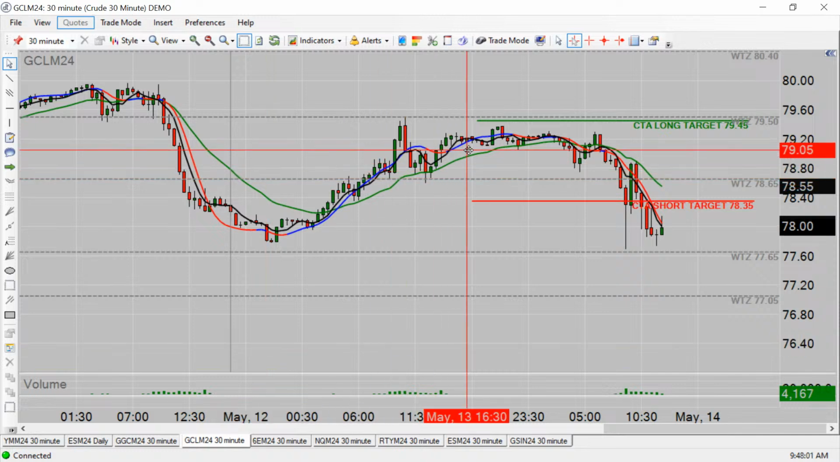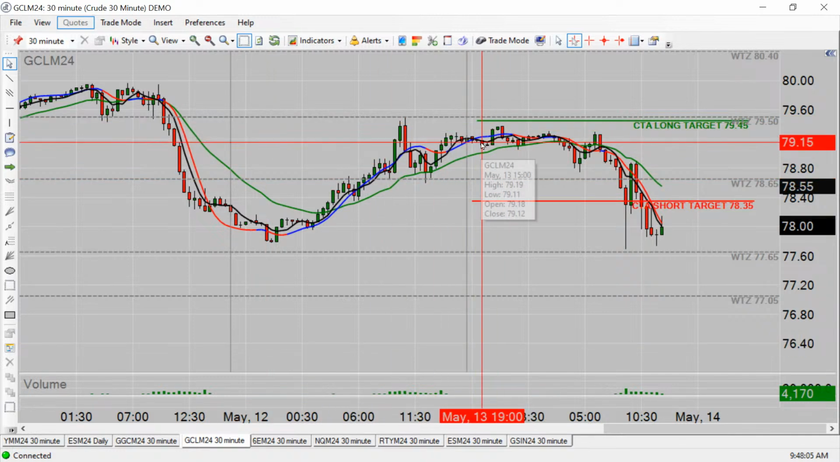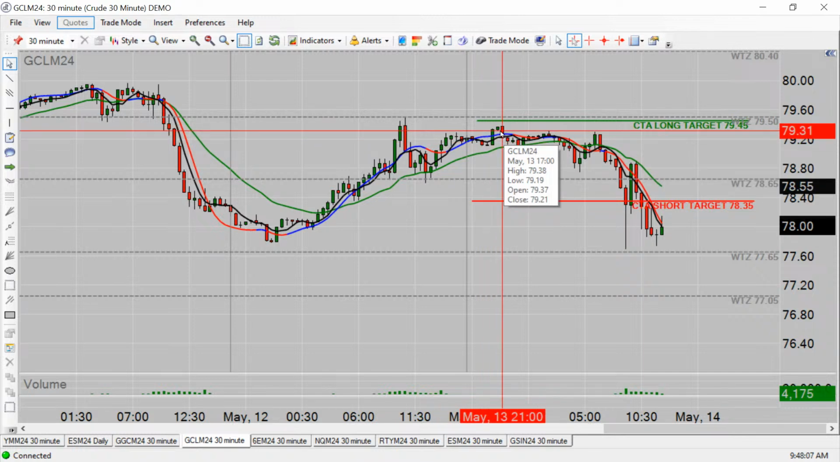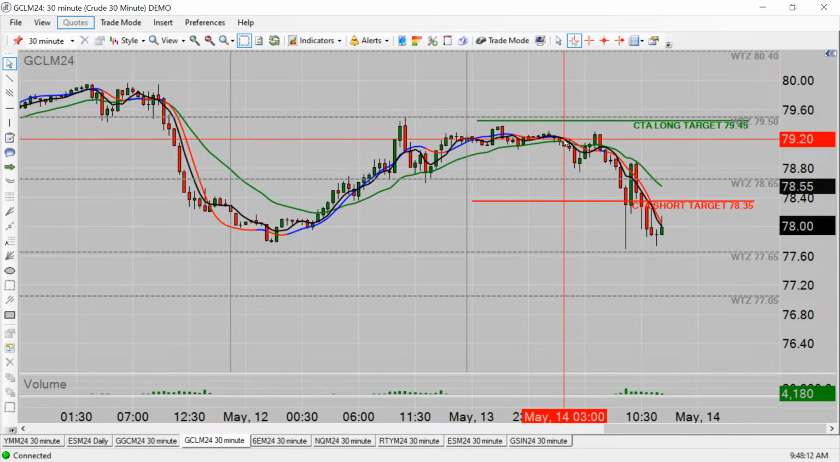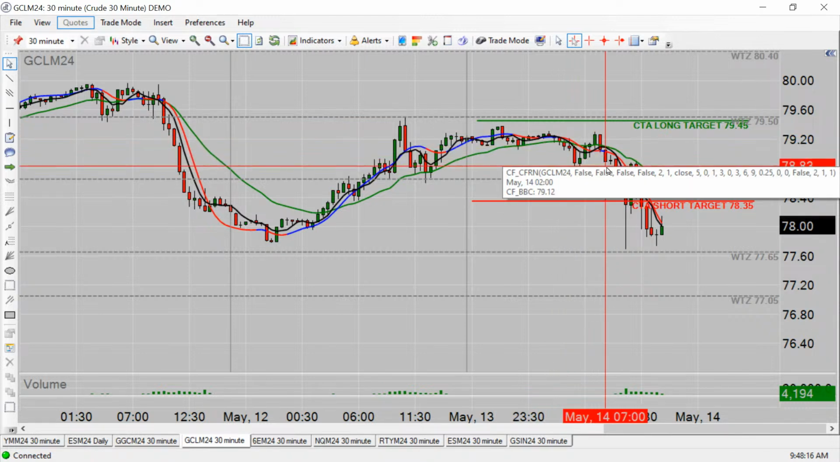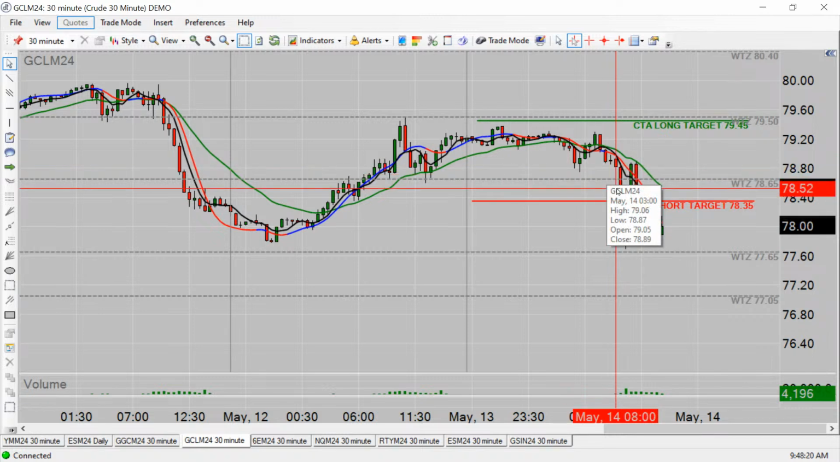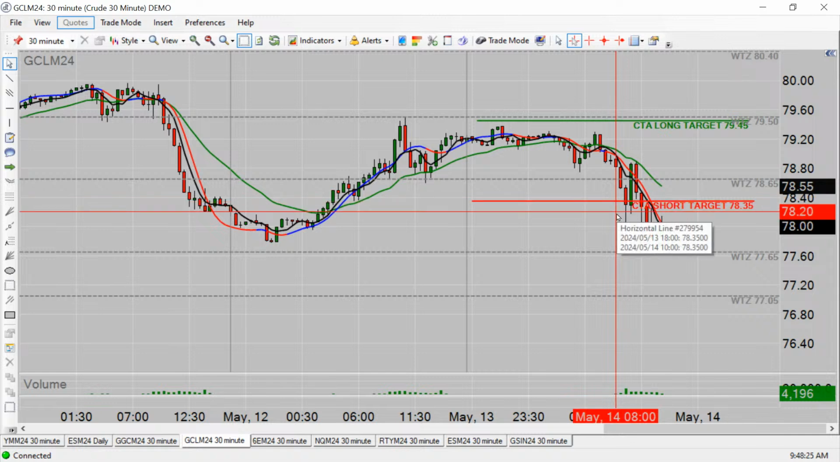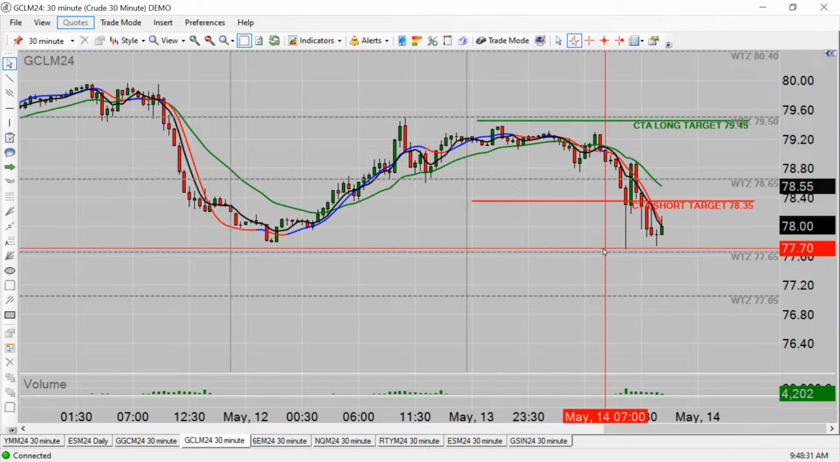Crude, here's where we opened. We attempted the long target. We moved far enough to go for the day, but we didn't quite touch it. And then it just rolled over. We had a leg and a retracement and a leg. And that leg took us through the zone, through the target, down to the zone at 7765/7770.